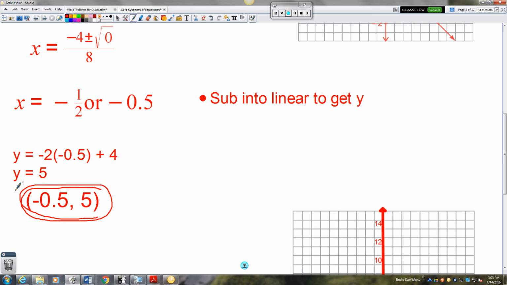Okay, and remember, if you don't put the coordinate pairs or pair, that's the answer to your question. If you don't go as far as taking your x value and your y value and rewriting them as a coordinate pair, you didn't answer the question yet. You've just done the work to get the answer. So make sure you state the answer as a coordinate pair.